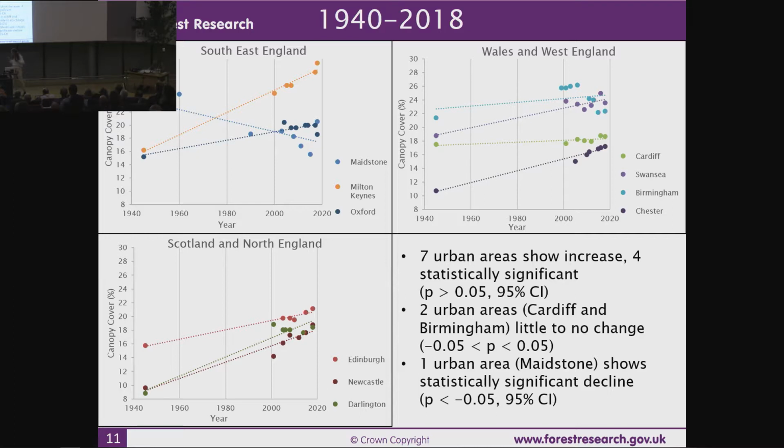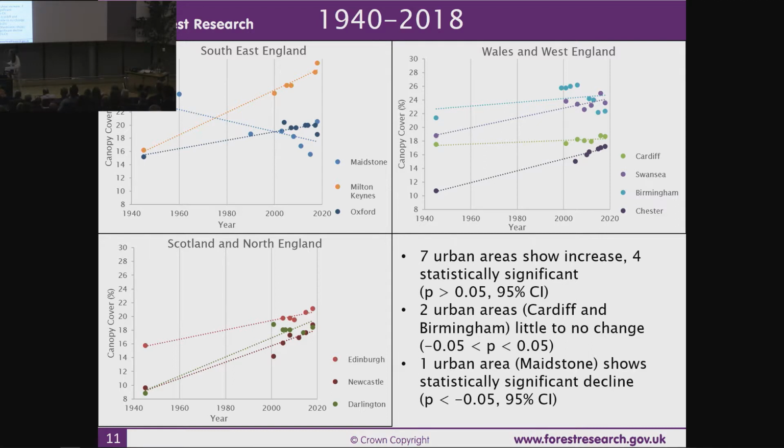We saw a couple of little to no change, Cardiff and Birmingham. And we did see one urban area, which is Maidstone up here, which shows a statistically significant decline. However, we are re-examining our Maidstone data as we've had some slightly spurious results from it. As you can see at the end here, we had a particularly low R value. So we're re-examining that, and the results of that will be out soon.